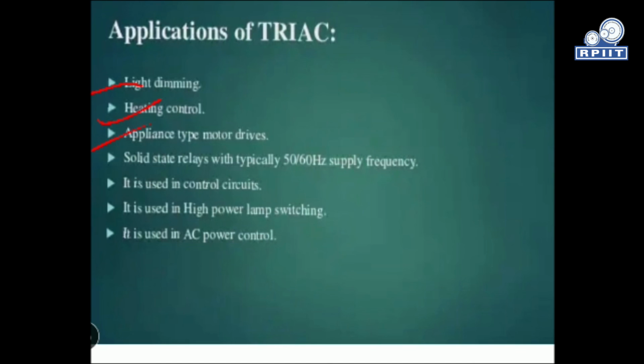Solid state relays typically require a 50 hertz supply frequency. It is used in control circuits. It is also used in high power lamp switches and in AC power control. The triac is a bidirectional device, so it is always used in AC control devices as well.